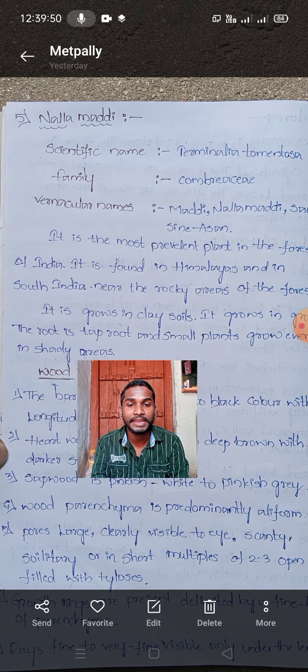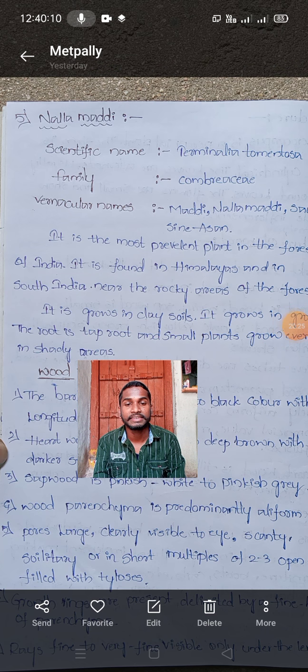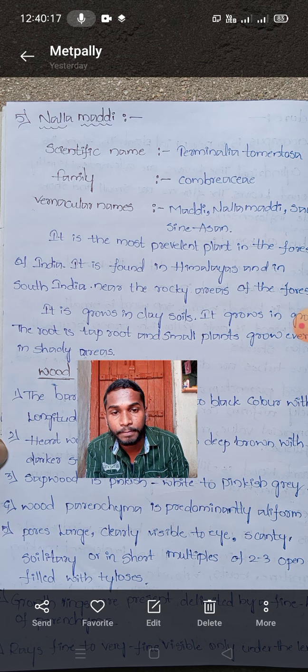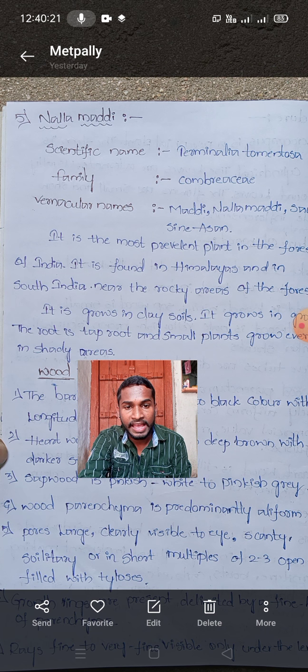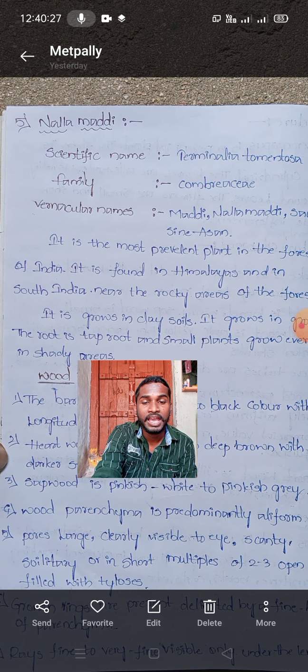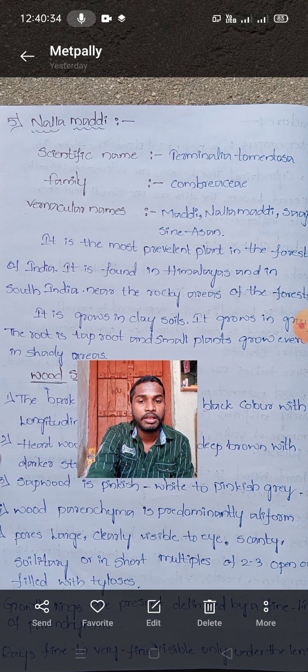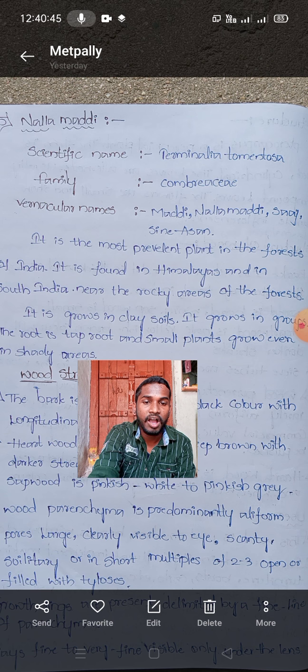Most of these plants are prevalent plants, seen in the forests of India. It is found in the Himalayas and South India, near rocky areas, and in forest tree areas.